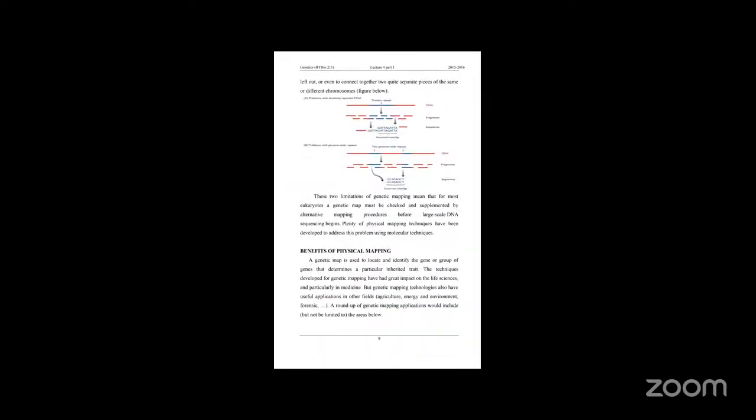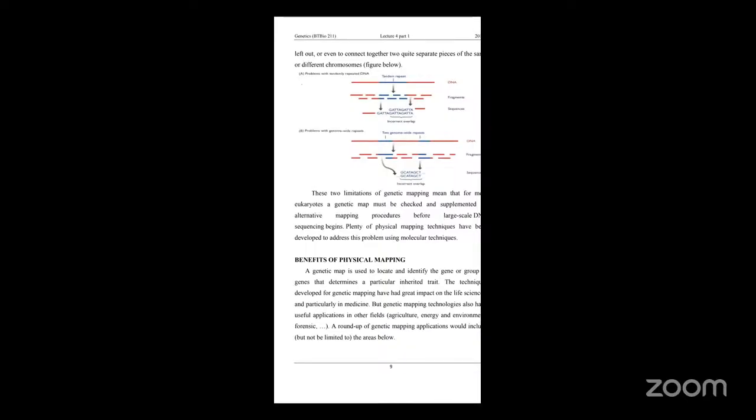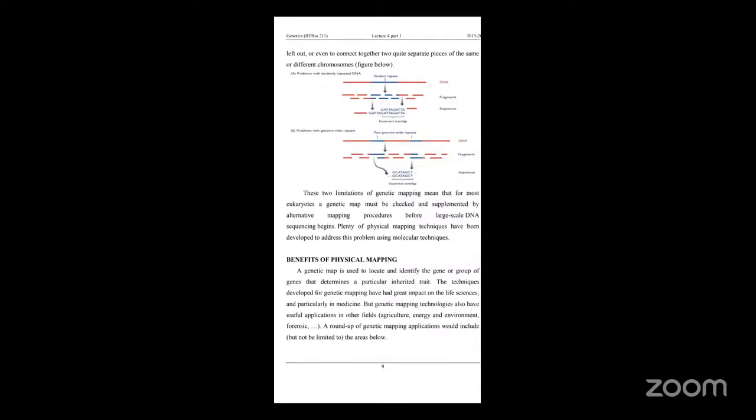Okay. The next is now the benefits of physical mapping. Based on all these things, they have said that there are three methods of genome mapping: cytogenetic mapping, gene mapping, as well as physical mapping. Among these three, they say that physical mapping is more beneficial. Now, we'll see why. Because a genetic map is used to locate and identify the gene or a group of genes that determines a particular trait.